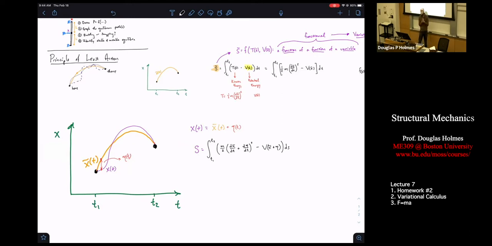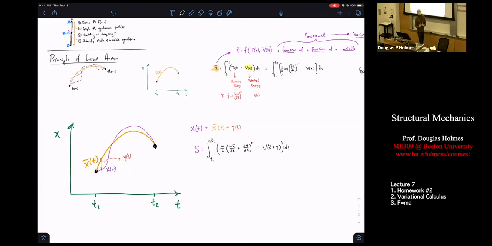Let me just remind you of what we've done here. x bar is the solution to our problem. It's the actual trajectory that we want to find. We don't know it, but that's what we're trying to find. It's the actual path this takes. If it's a beam, it's the actual curve of my beam. If it's a plate, it's going to be a function of x and y, and it's the actual shape of my plate, which I don't know.